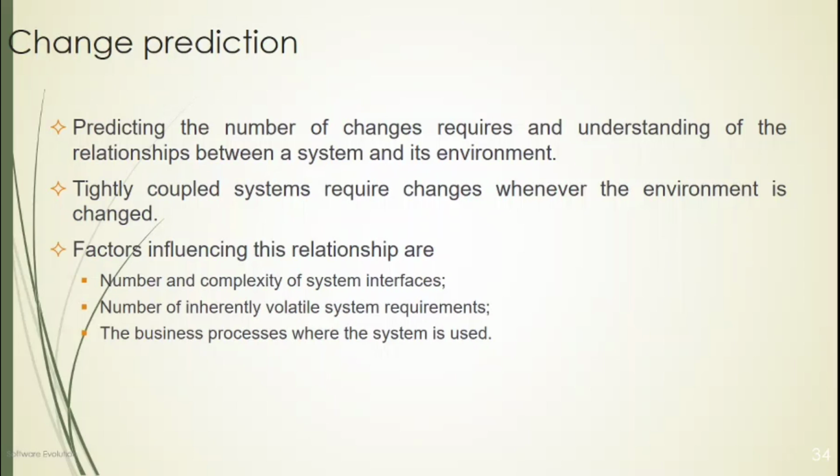Business process in which the system is used. As a business process evolves, it generates system change requests. That is, you are doing some business with the help of a particular software. As your business evolves, the software also has to be upgraded, so it generates system change requests. The more business processes that use a system, the more demand for system changes. If a lot of changes are required for the software, then the cost will also be more, and that is reflected in the application.